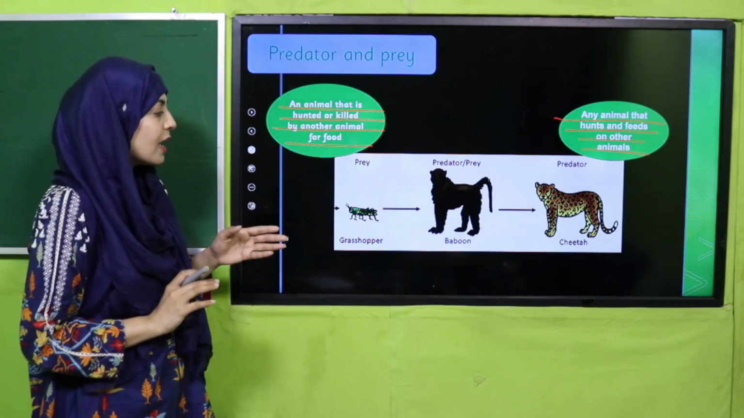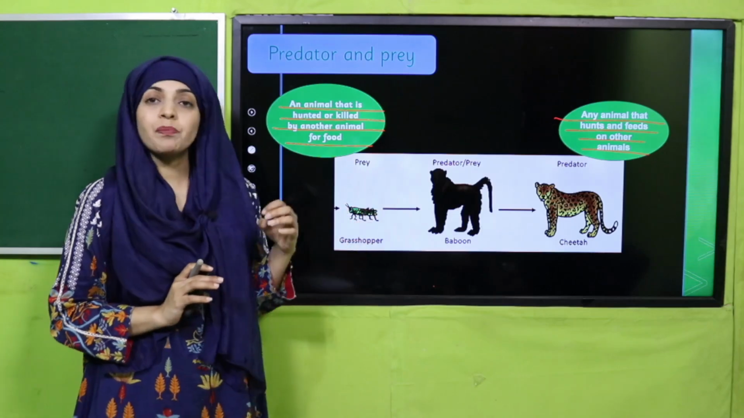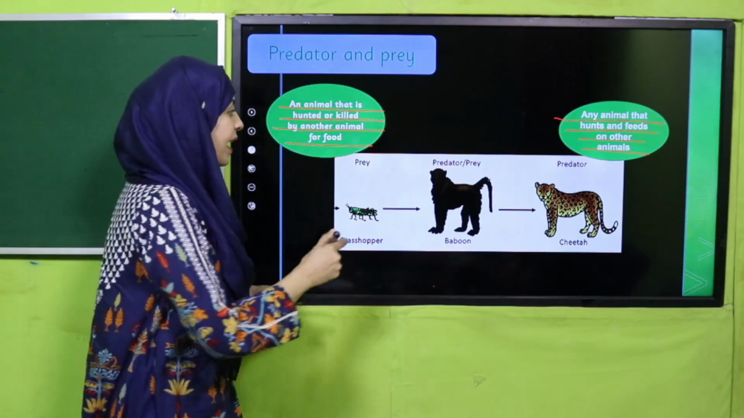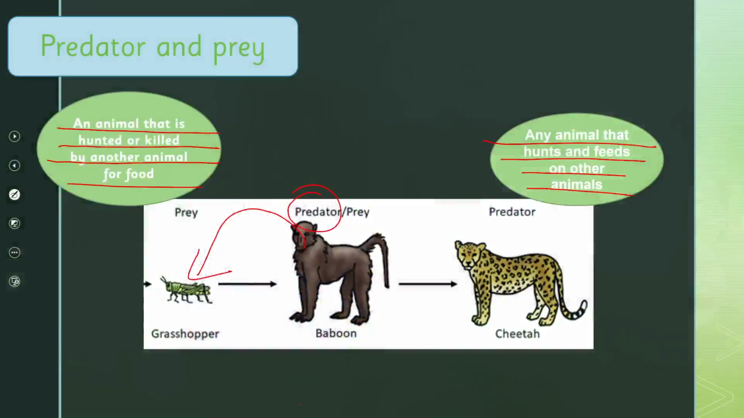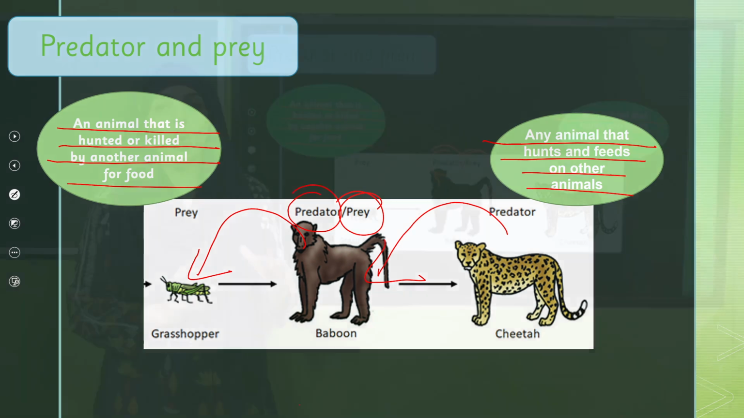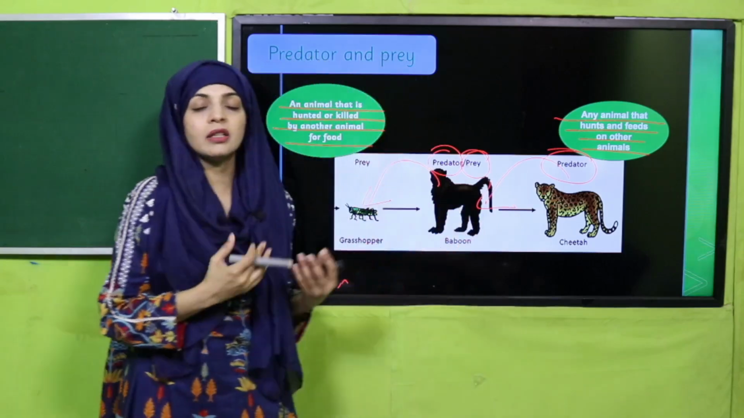Very good. The grasshopper is the prey. Baboon is predator and prey both. Why is it a predator? Because it is feeding on the grasshopper. And why is it a prey? Because it is a food of cheetah. So that is why baboon is predator as well as prey, whereas cheetah is the predator because it feeds on other animals.